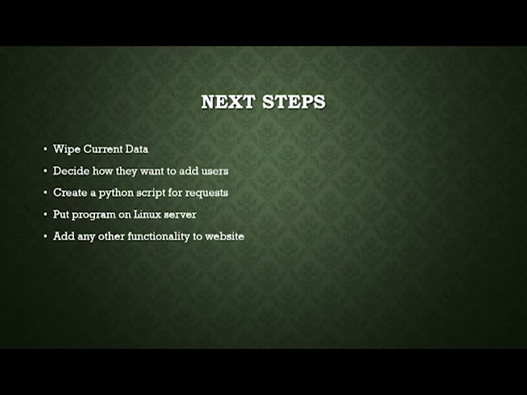Lastly, the next steps for John Deere is to wipe the current data as it's mock data. Next, they need to decide how the users should be added, which they can see in the README on GitHub. Next, they need to create a Python script for the request to the server for GitHub and DevTrack and all their other development softwares. Next, they need to put that script on a Linux server so that the server can run that weekly, monthly, or daily. And lastly, they need to add all other functionalities to the website.